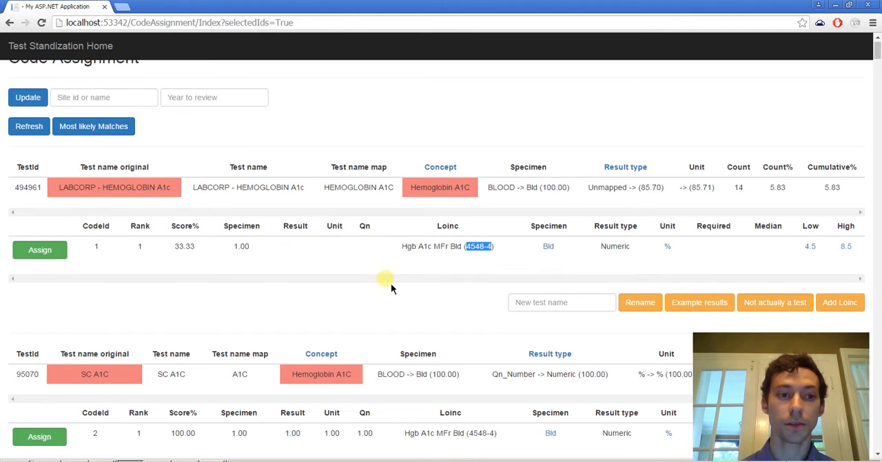It also allows you to figure out why it didn't get assigned. So did the unit not match? If that unit is very important to the particular test, then that could lead to a non-assignment of that code. And so you have both a very efficient and a trail of the thinking that was involved in the assignment of this code.